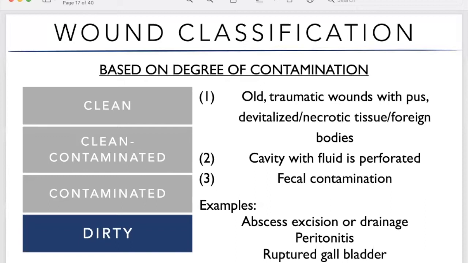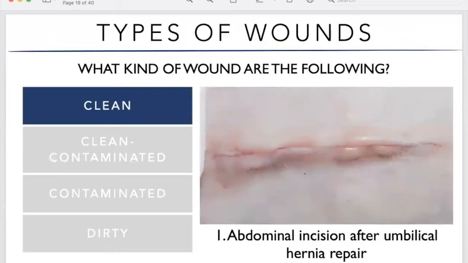So I think I have an exercise here, but since I was not able to make a PowerPoint and present it as a PDF, these are just examples of it, right? So expect the quiz to be like this. I give you a picture or a condition or clinical case, and I describe it. Then you identify what type of wound that is.